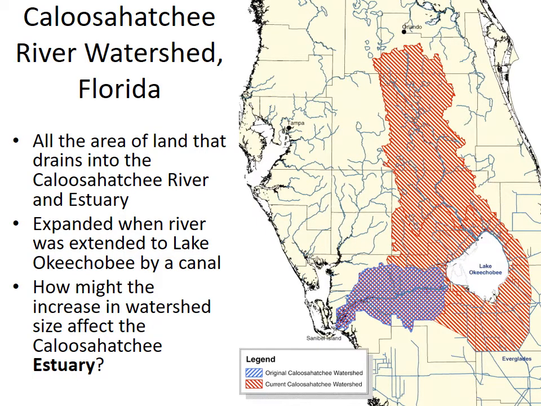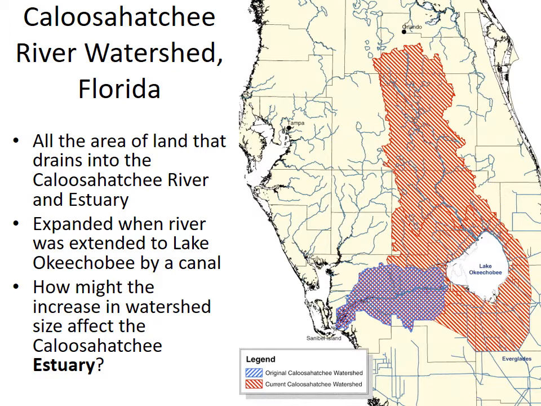So one example of watershed modification in Florida is the story of the Caloosahatchee River watershed. The original Caloosahatchee River watershed is hashed in blue, and the current Caloosahatchee watershed is hashed in red, so the overlapping area kind of looks purple in this diagram. Originally, just the areas around the Caloosahatchee River formed the Caloosahatchee River watershed.